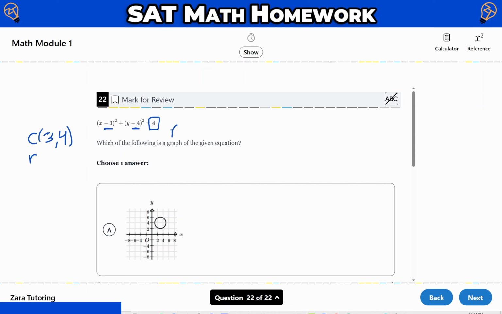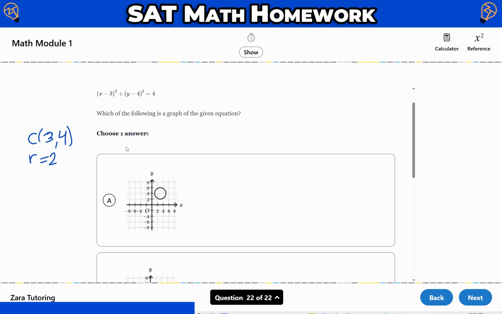So if r squared is 4, when you take the square root, technically you get ±2. However, in a real life or geometry problem like this, you're not going to have a negative radius, because that means a negative distance, which we can't really have. So now let's go ahead and do process of elimination.